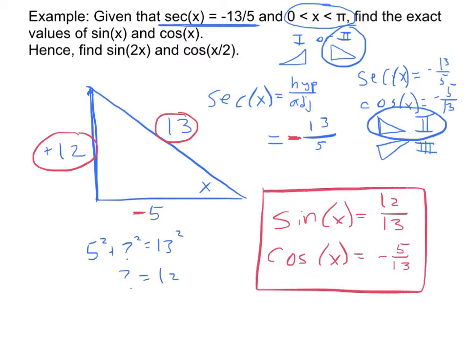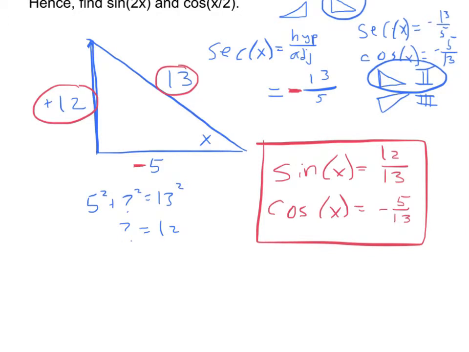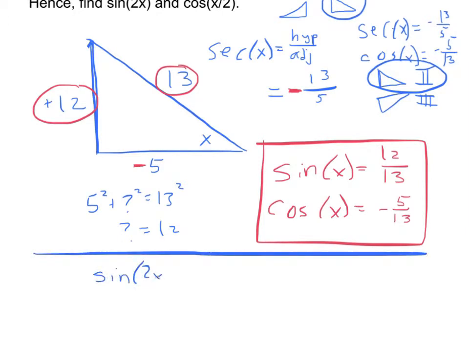So these are the initial values that they ask for. They ask us to find sine and cosine. And finding sine and cosine is like the best thing you can do, because once you have sine and cosine, it's pretty easy to find everything else. So for instance, now that I have those values, going back and finding out what the sine of 2x is, and what the cosine of x over 2 is, should be fairly simple, right?